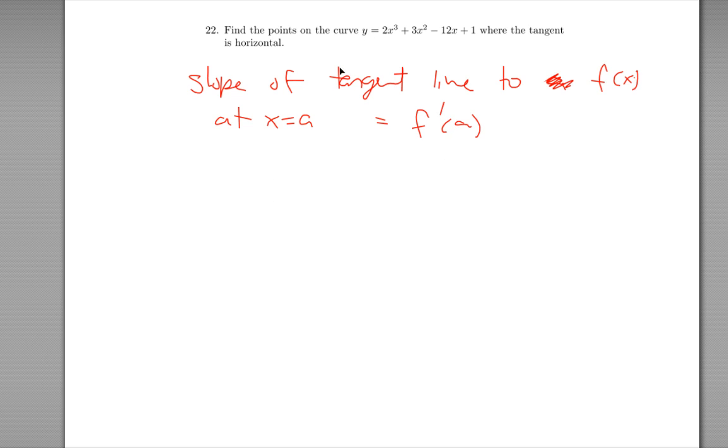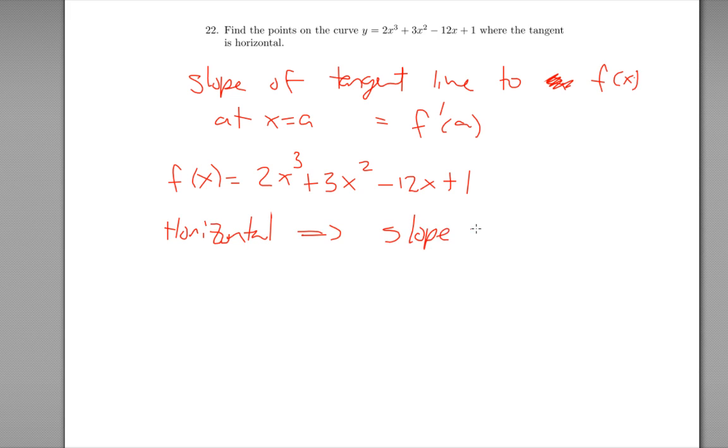So here we have a curve. For us, f of x is equal to 2x cubed plus 3x squared minus 12x plus 1. What we would like to know is where is the slope of this tangent line horizontal? So at what values of x is the slope of the tangent line 0? Horizontal means slope is equal to 0, right? The slope is flat. It's a flat line. So let's figure out where this happens.